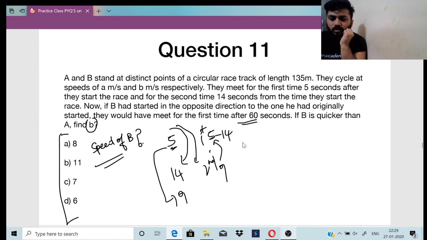See guys, follow the rule: distance equals speed into time. So sometimes speed is given, sometimes time is given, sometimes distance is given. So find it out accurately.